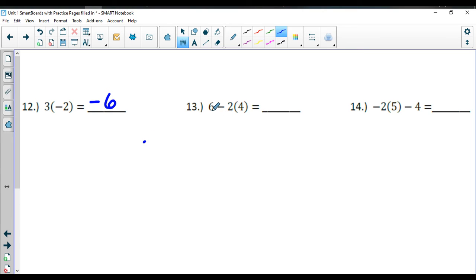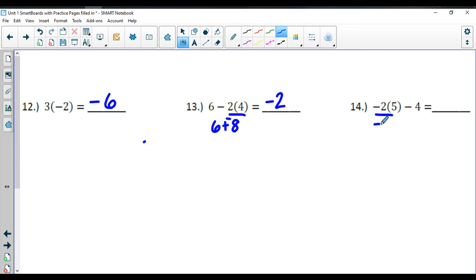In number 13, you have 6 minus 2 times 4. You're going to multiply first. 2 times 4 is 8. Your new problem is now 6 minus 8. Same, change to addition, take the opposite. Your answer is -2. In number 14, we have multiply and subtract.